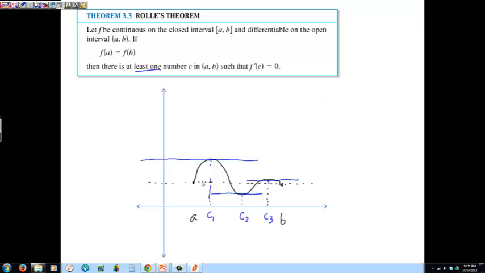Okay? So no matter how I connect them, there's going to be at least one point between A and B where it has to have a horizontal slope or a 0 slope. That makes sense? Even if I connect them directly across like that, there's going to be many, many points in between A and B that have a slope of 0, almost an infinite number of points. All right, so that's Rolle's theorem.